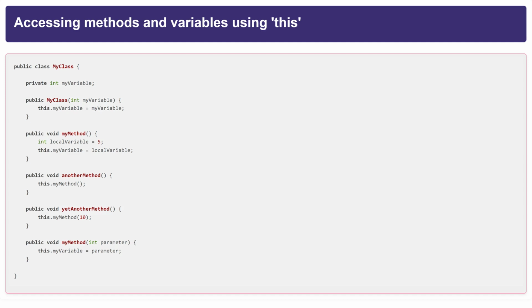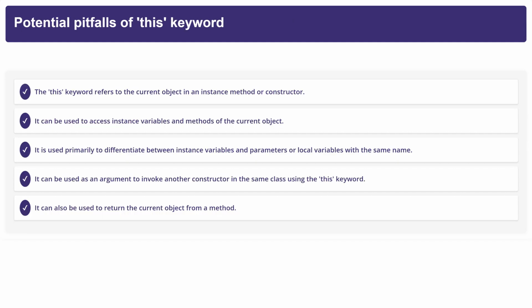Additionally, this can be used inside a constructor to call another constructor of the same class, allowing for constructor chaining. This keyword refers to the current object and is used to access its instance variables and methods. It is especially useful when there are variables or parameters with the same name. It can also be used to invoke another constructor within the same class or to return the current object from a method.